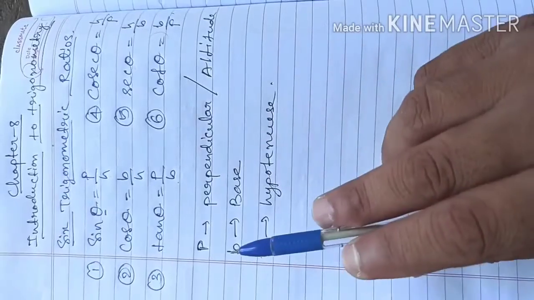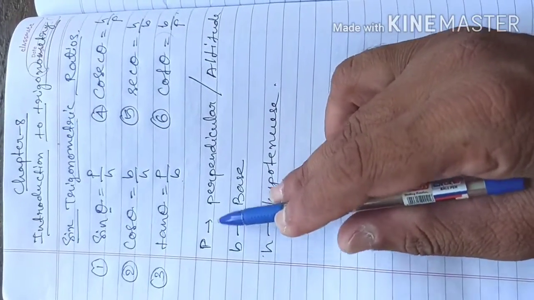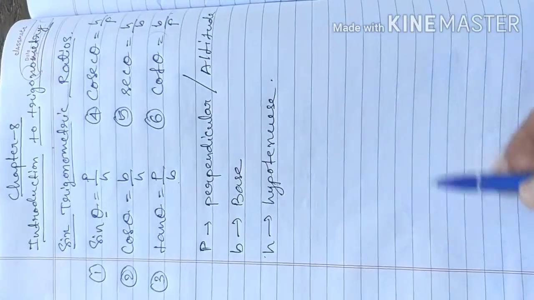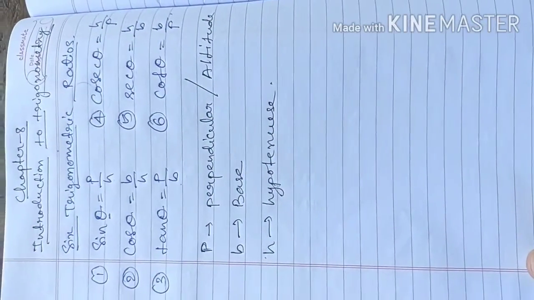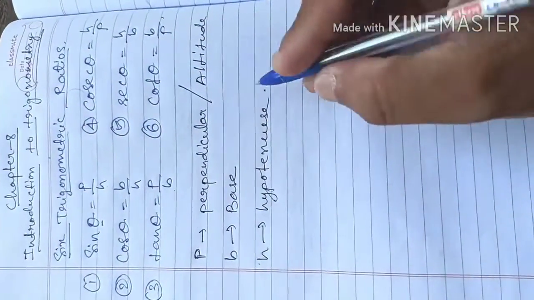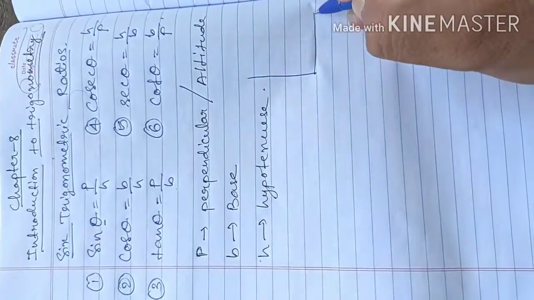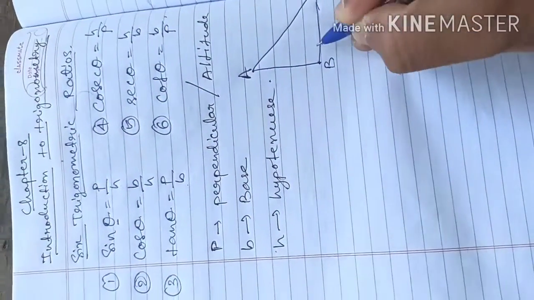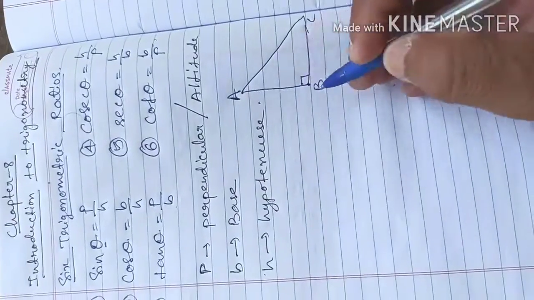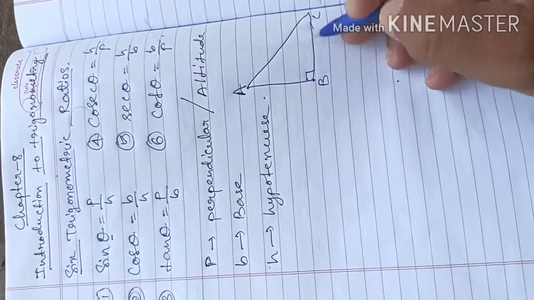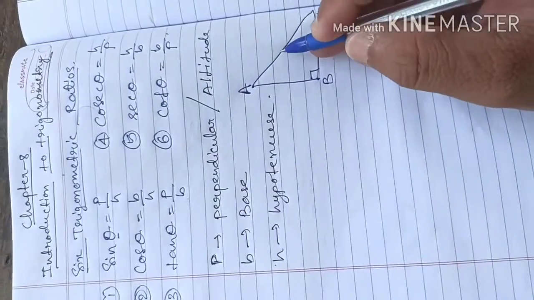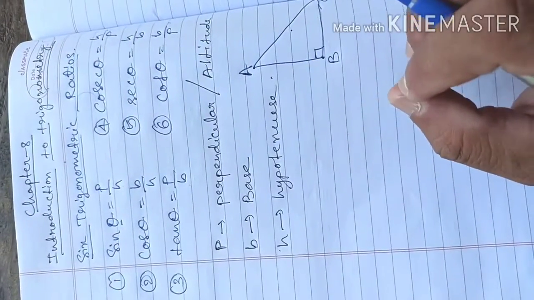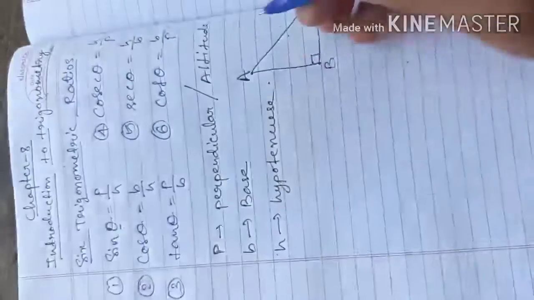What are these P, B, H? P stands for perpendicular or altitude of a right angle triangle, B stands for base, H stands for hypotenuse. Now the thing is how to identify P, B, H from a right angle triangle. So suppose this is a right angle triangle. We know that the standing line is the perpendicular, the bottom line is the base line, this is called the base, and opposite of 90 degrees is the hypotenuse.